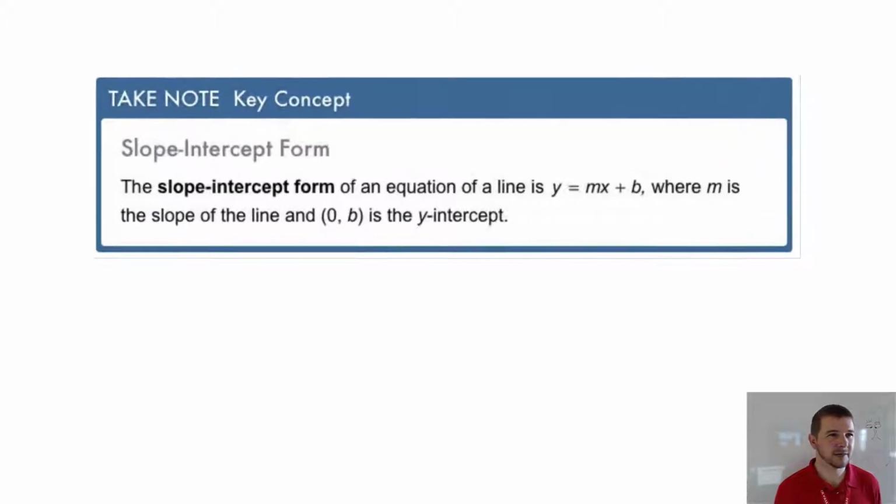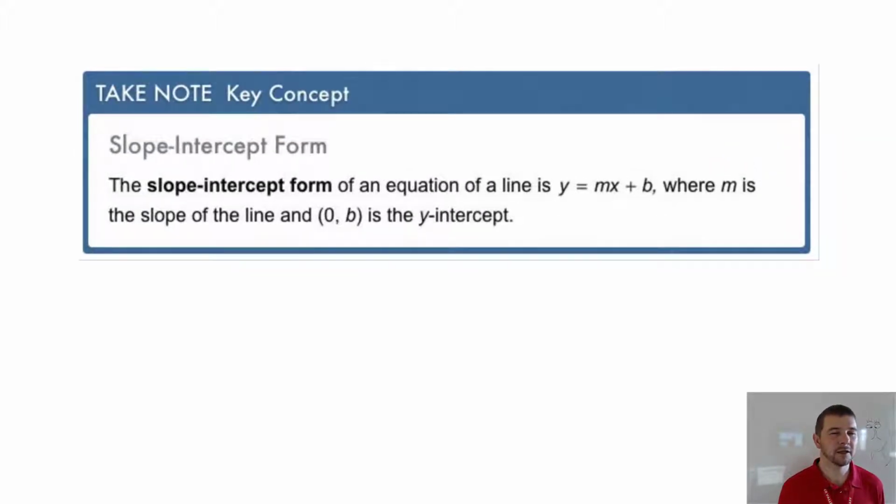Take note, key concept, slope-intercept form. The slope-intercept form of an equation of a line is y equals mx plus b, where m is the slope of the line, and the point (0, b) is the y-intercept.